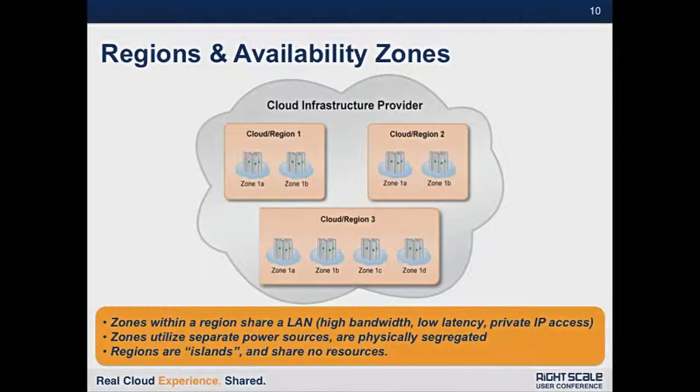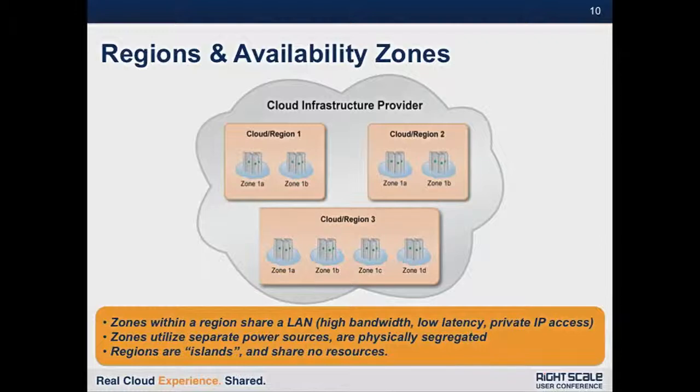So you have zone 1A and 1B in both region 1 and region 2. And region 3 has 1A through 1D. It has 4 availability zones, right? The zones within a region share a LAN, and therefore they have high bandwidth, low latency, private IP access, and generally free or very, very cheap bandwidth costs between them, right? They also utilize separate power resources, and they're physically segregated in different buildings, or at least different floors of different buildings, et cetera, and on different power grids like we talked about.